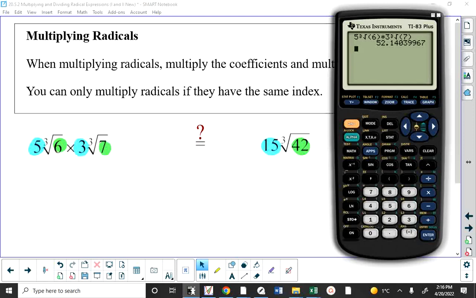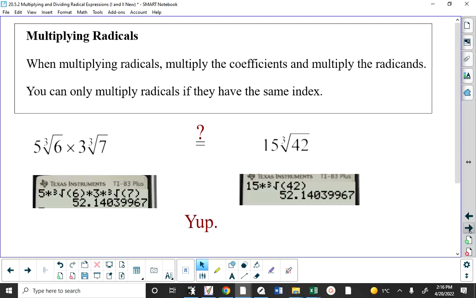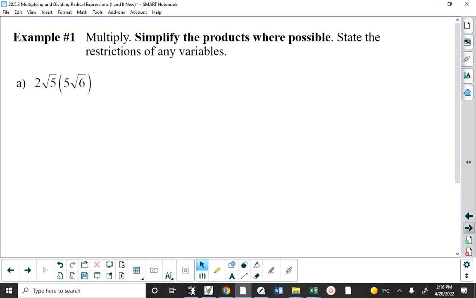So what is 15 times the cube root of 42? We get 52.14. I mean, that's not a proof, but it's good enough for here. I mean, we're getting the same thing. Oh, look at that. I got it right here for you. So it works. That's the rule we're going to use.